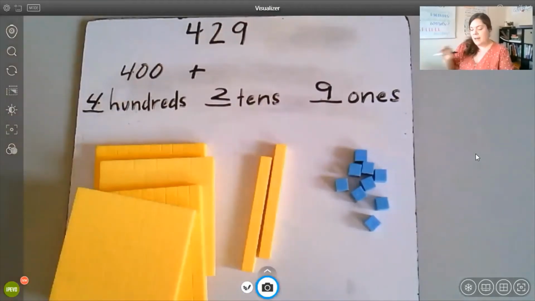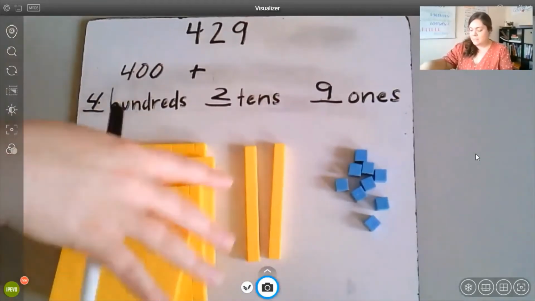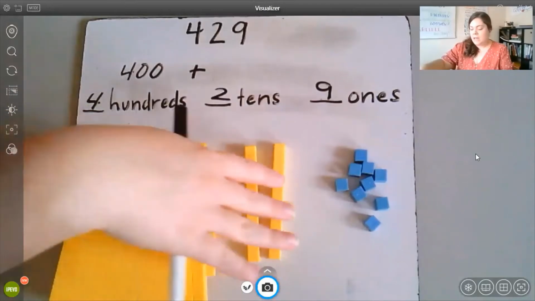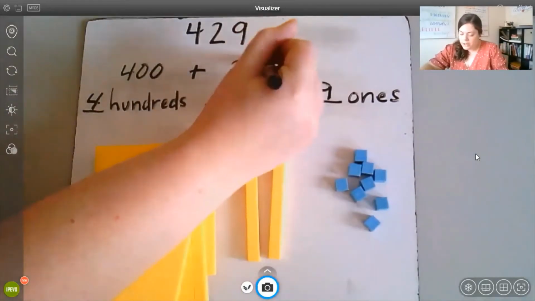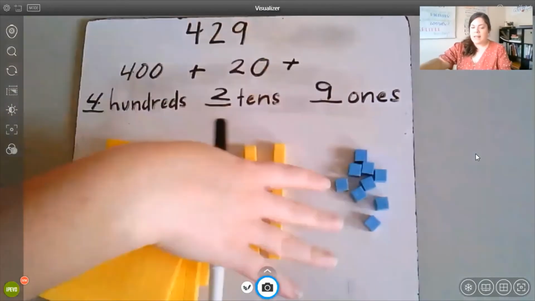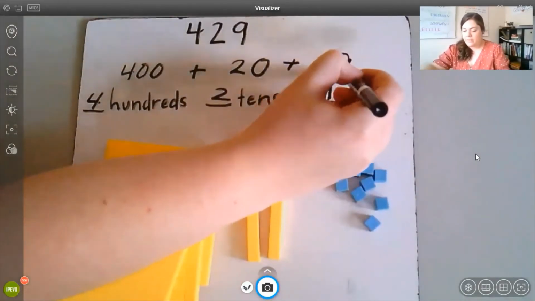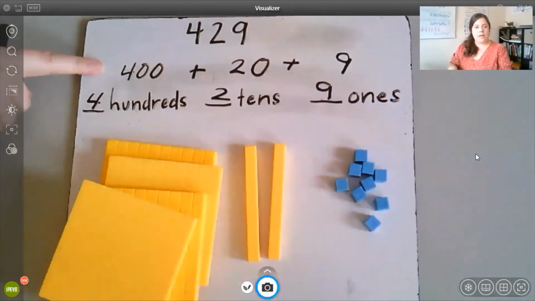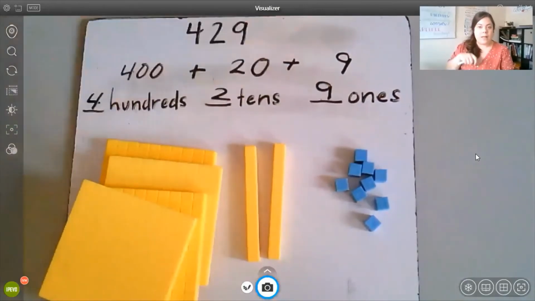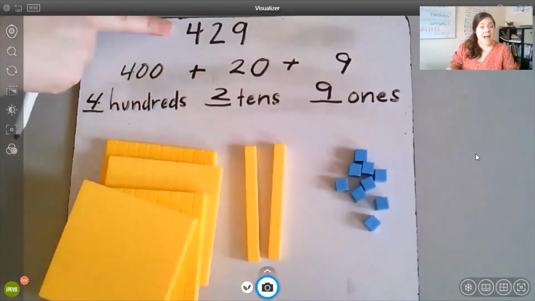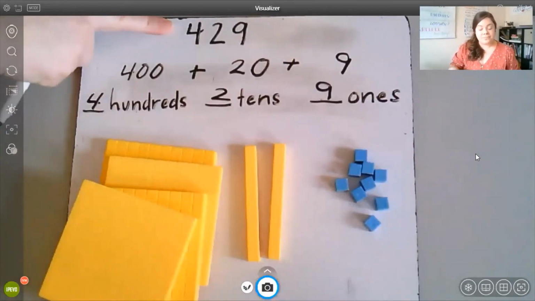All right, I'm going to add my tens to that. So if I have 2 tens, I know that's 10, 20. So 400 plus 20. And then if I have 9 ones, I know that that's the value of 9. So 400 plus 20 plus 9 does in fact match 429.